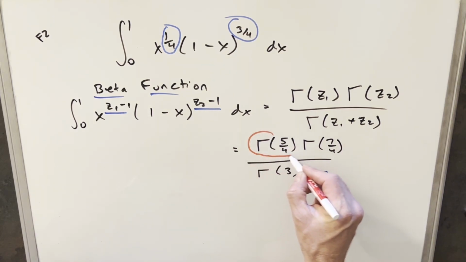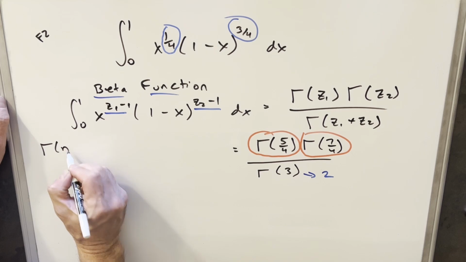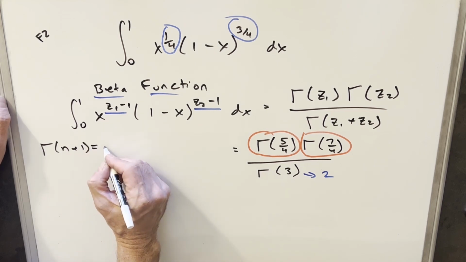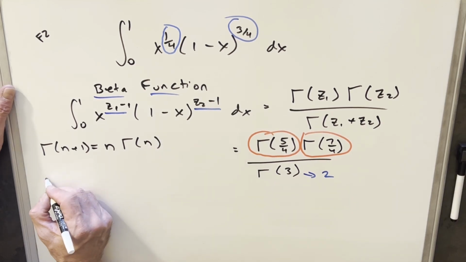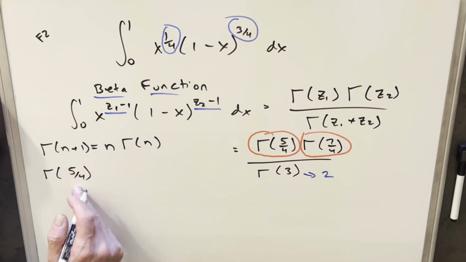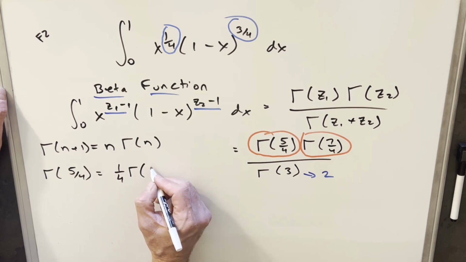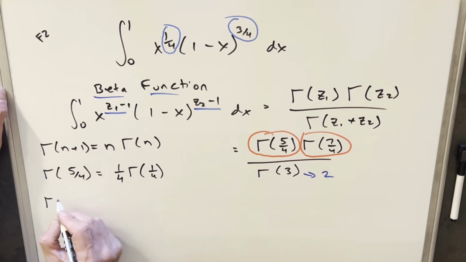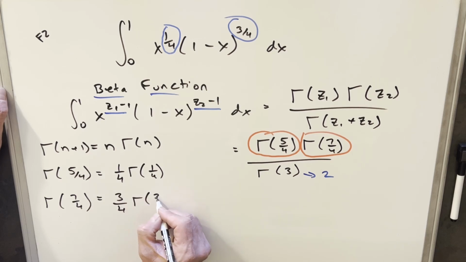Next, I want to deal with our numerator. I want to deal with these two values separately, and I'm going to use another formula. We have this formula to reduce the gamma function: if we have gamma of n plus 1, this is equal to n times gamma of n. So let's use this on 5/4. If we have gamma of 5/4, I'll take 1 less than that because 5/4 is n plus 1. So our n value is 1/4, times gamma of 1/4. And then I'm going to do the exact same thing on 7/4. We subtract 1 for that, and we get 3/4 times gamma of 3/4.